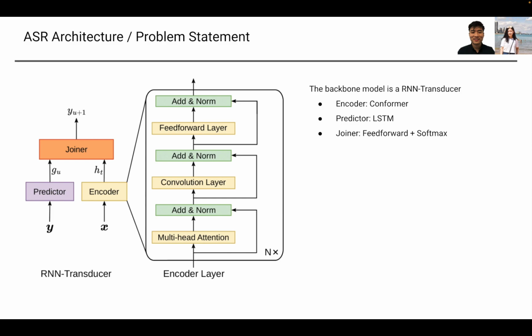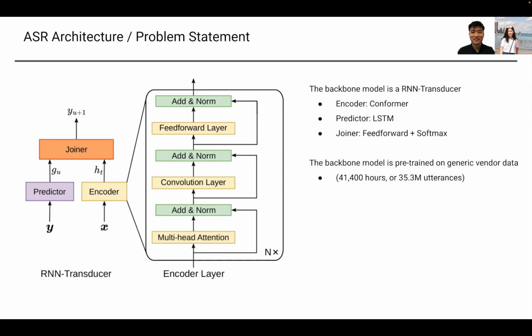We consider an on-device ASR model, which is an RNN transducer. This model has an encoder, which is a Conformer, a predictor, which is an LSTM, and a joiner, which is a feed-forward layer plus a softmax. In the remainder of the talk, we'll refer to this model as the backbone model.